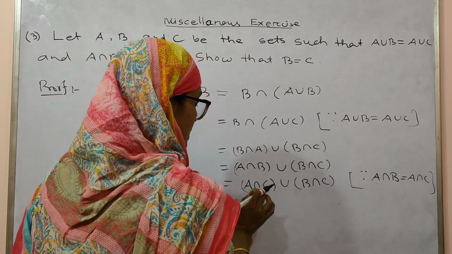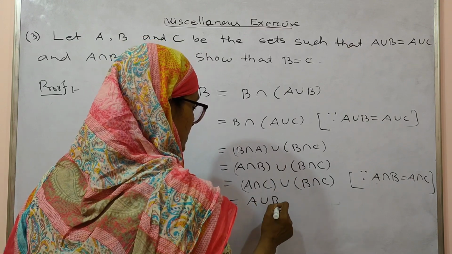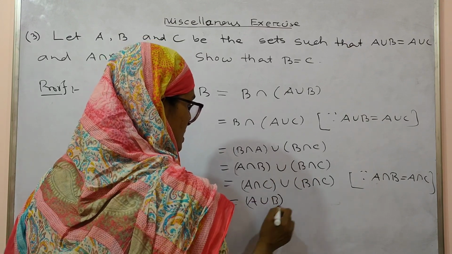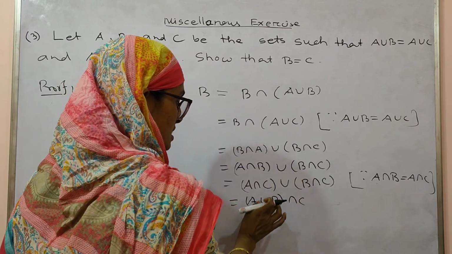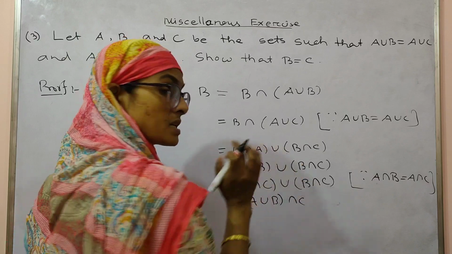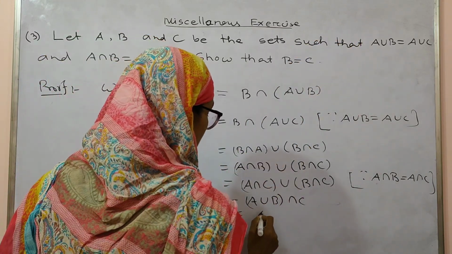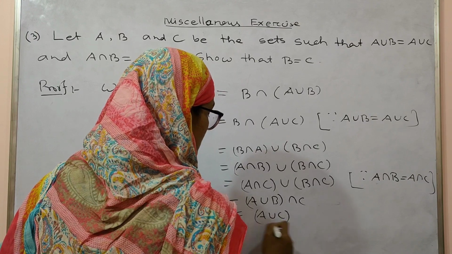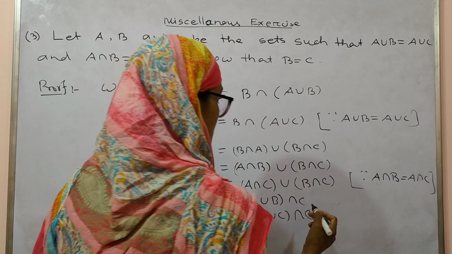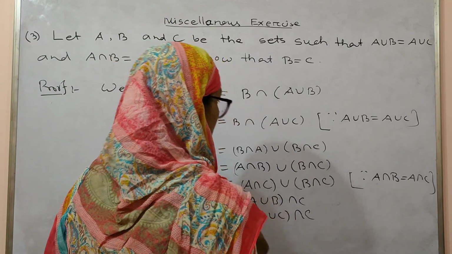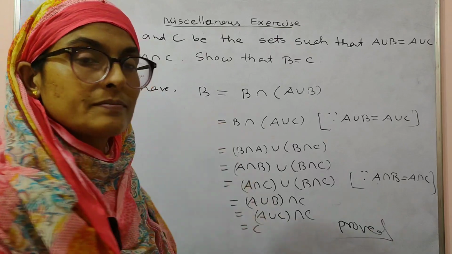Equal to, you can write (A union B) intersection (A union C). This one is the distributive law: (A intersection C) union (B intersection C). So A union B, again you can write A union C, intersection C. So (A union C) intersection C, that means you can write simply C. So B equals C, proved. You can write the notes.